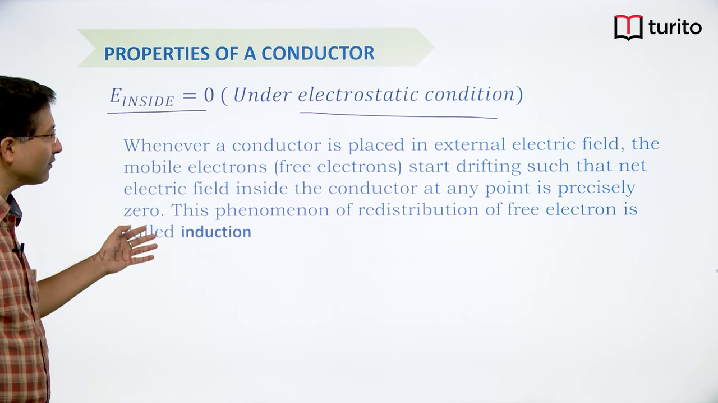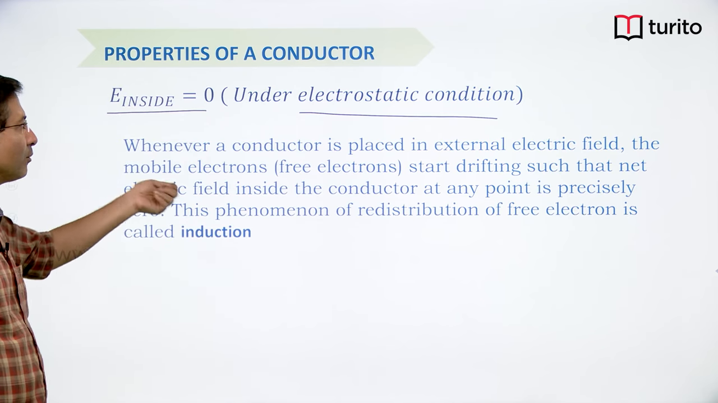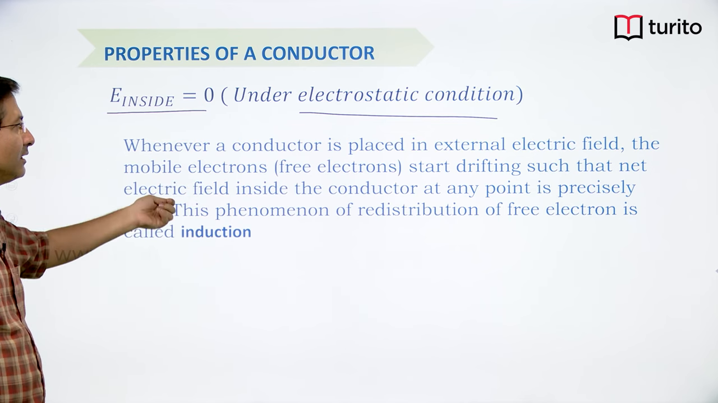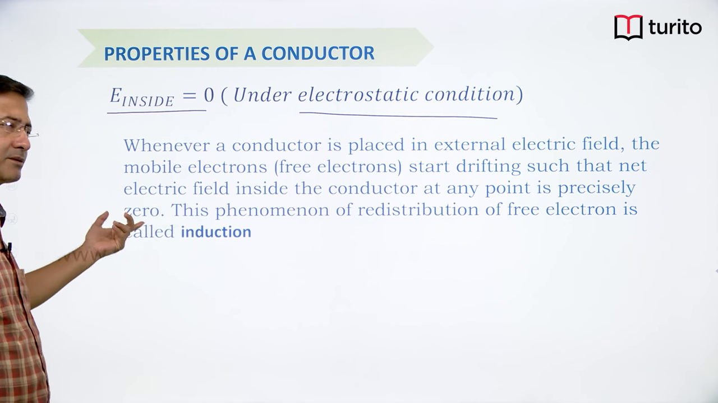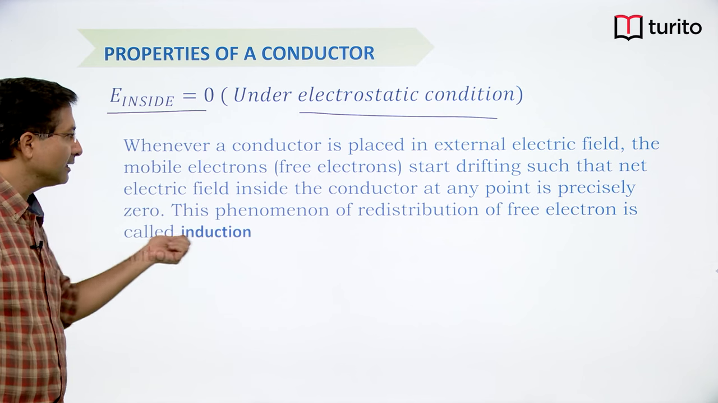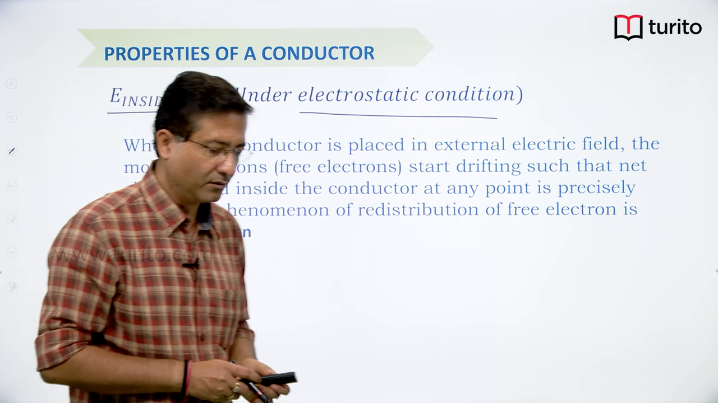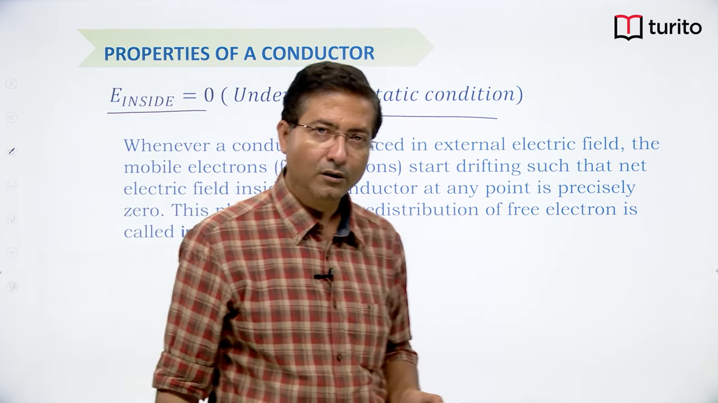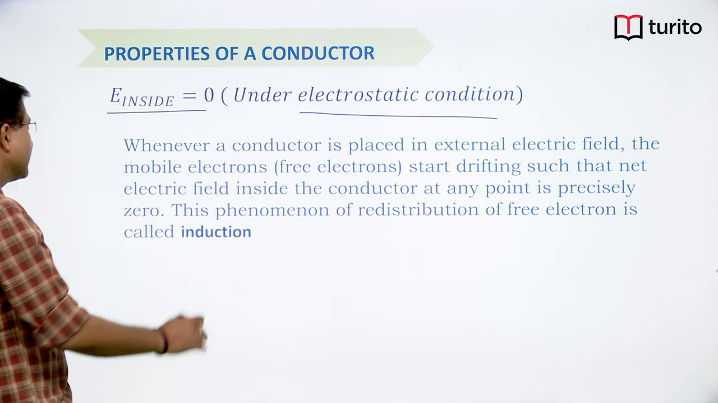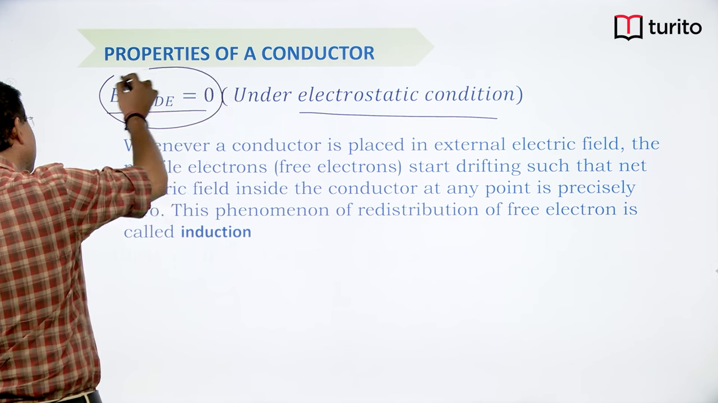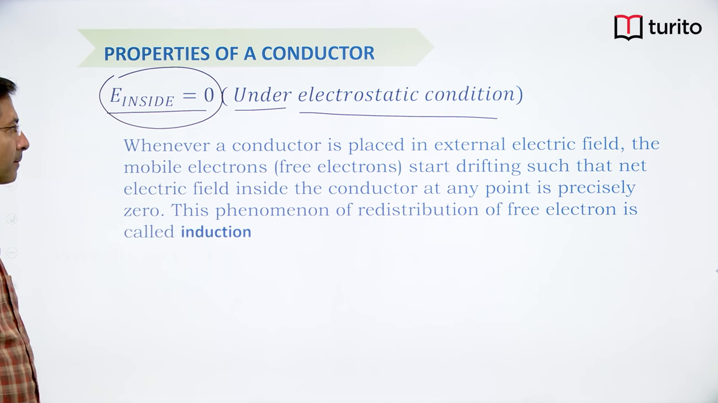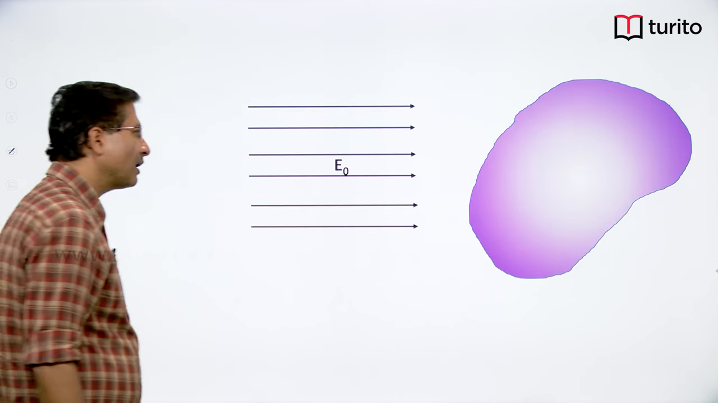Whenever a conductor is placed in an external field, the mobile, free electrons start drifting such that the net field inside the conductor at any point is precisely 0, right. This phenomenon of redistribution of free electrons is called induction. So, the first and most important thing is that the electric field inside a conductor under electrostatic condition has to be 0, right. Let us see.